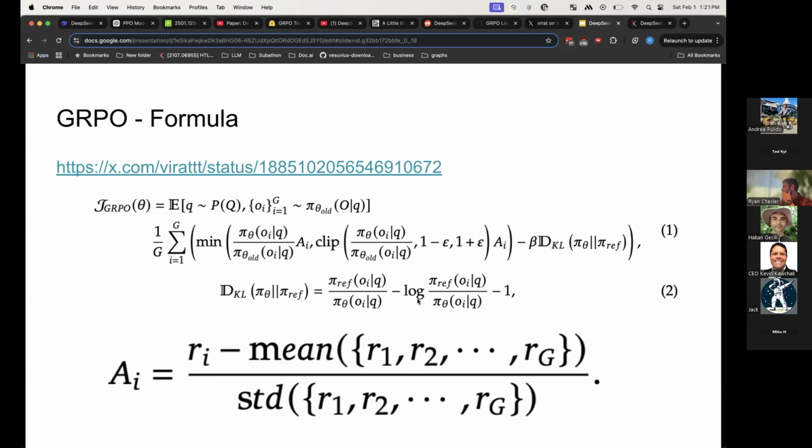One of the questions here, parameters are the entirety of the LLM. Yes. 7 billion parameters. Yeah. So it's the whole model here that's being trained.